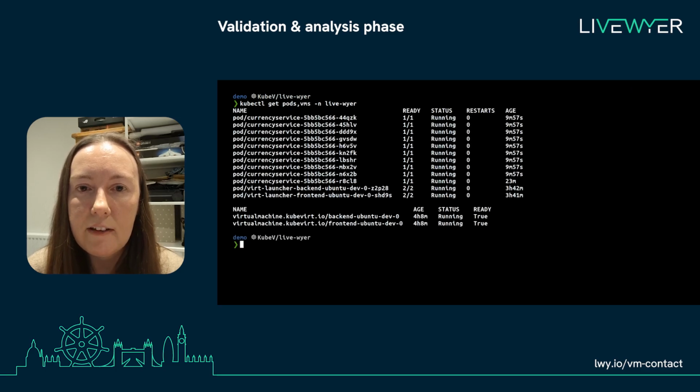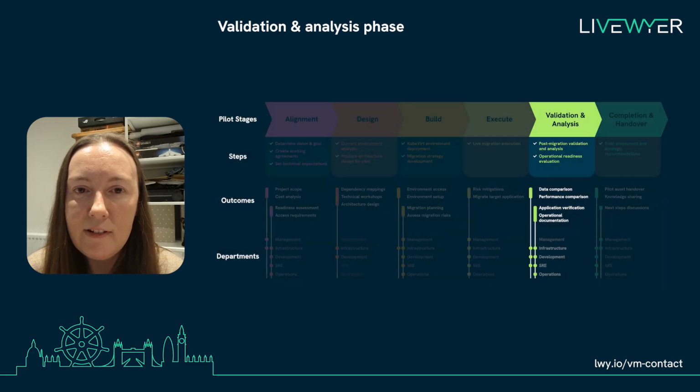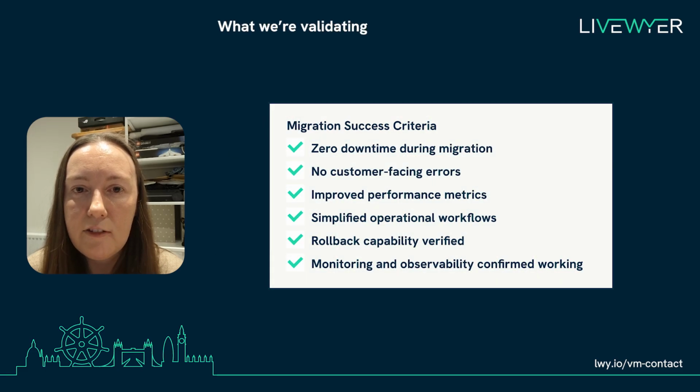But before we call this successful, we need to validate the results. This is where the validation and analysis phase of our framework becomes critical. We need to confirm that the migration has achieved what we intended. We need to validate 6 key aspects. First, that we achieved 0 downtime during the migration itself. Second, that no customer-facing errors were introduced.